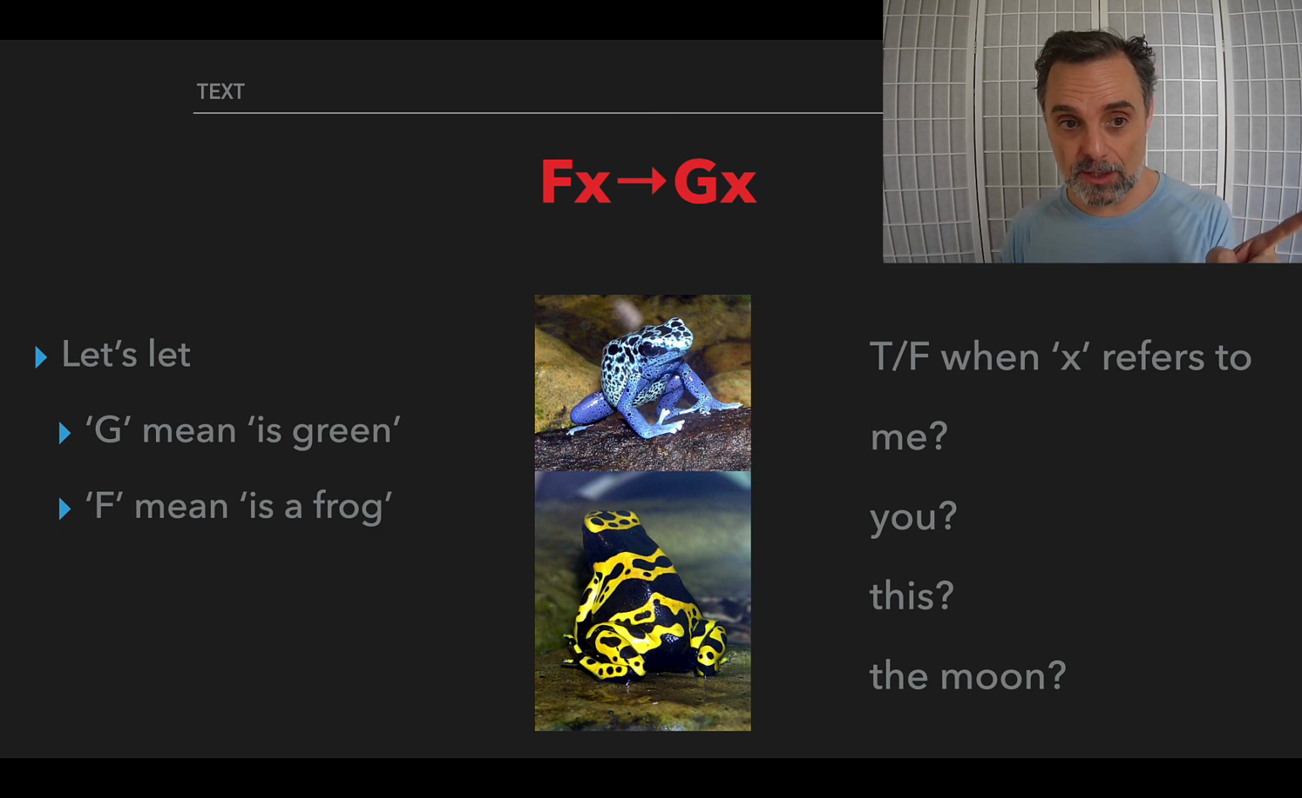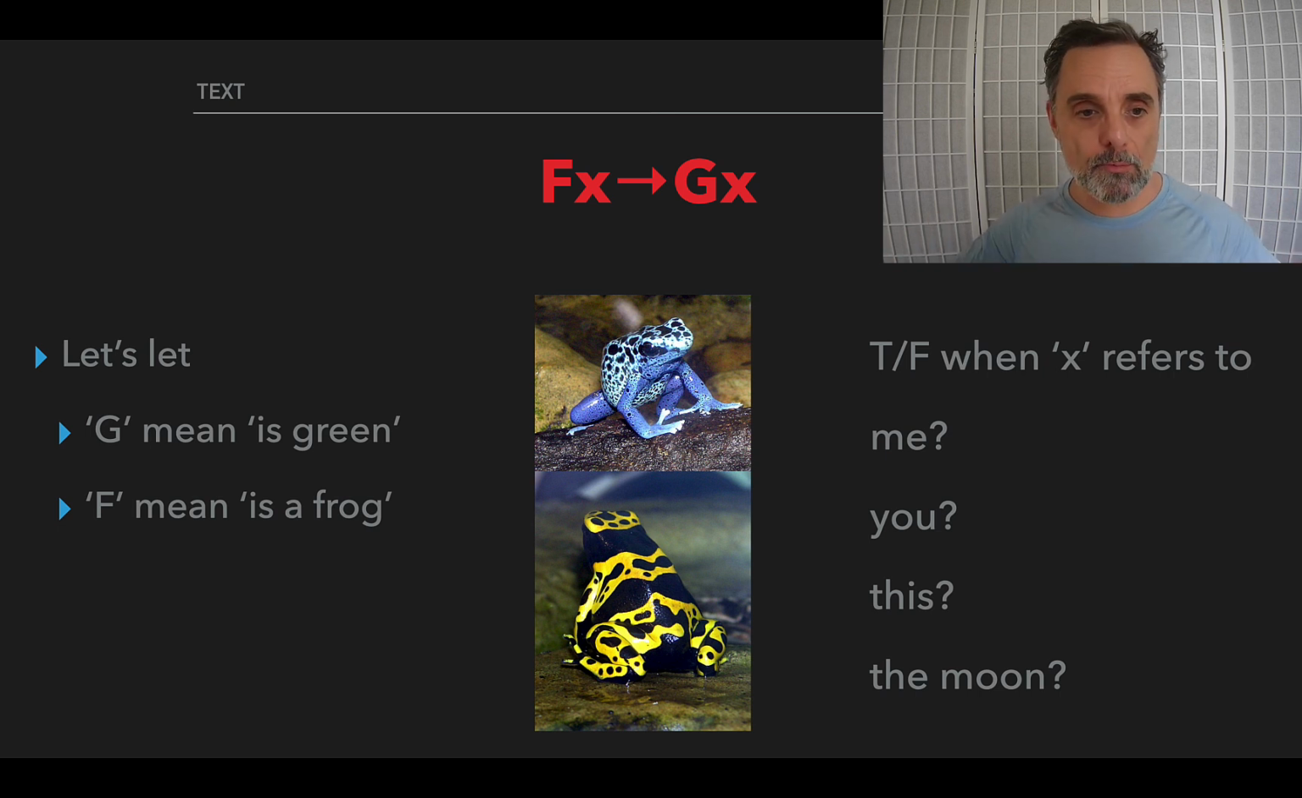Are they frogs? Yes, so the antecedent is true. Are they green? No, one's blue and black and the other is yellow and black. So in both cases, the consequent is false. And there we have the conditional coming out false. So if fx then gx comes out false, why? Antecedent is true, they're frogs. Consequent is false because they're not green. So we have true then false when we talk about either of those, and then we get a false conditional.